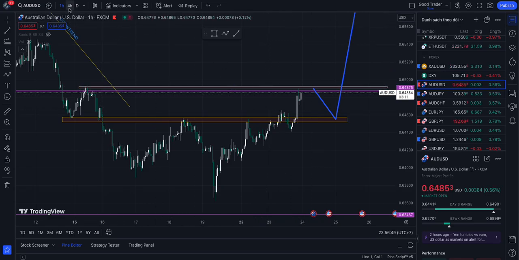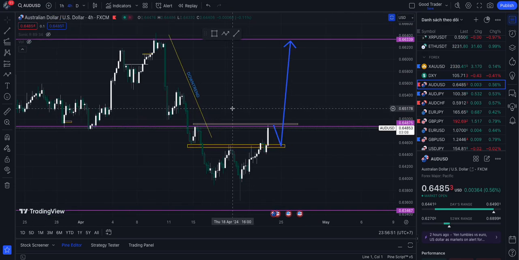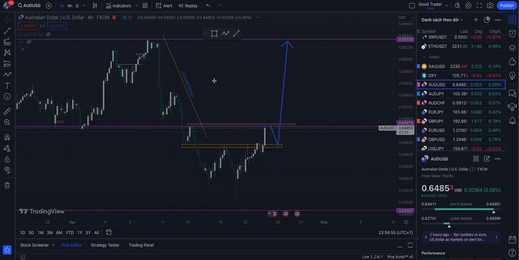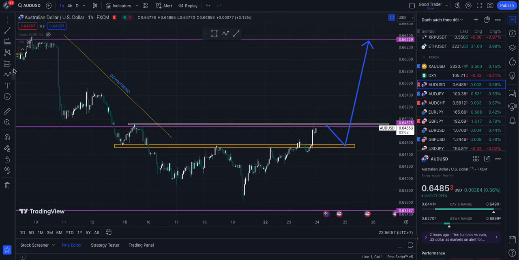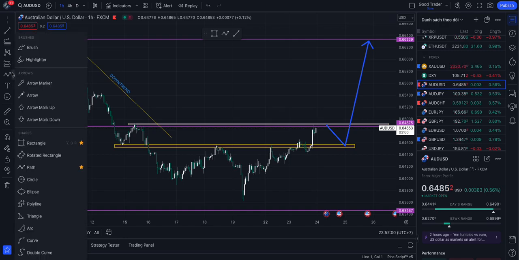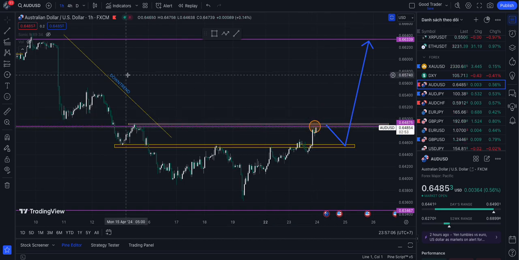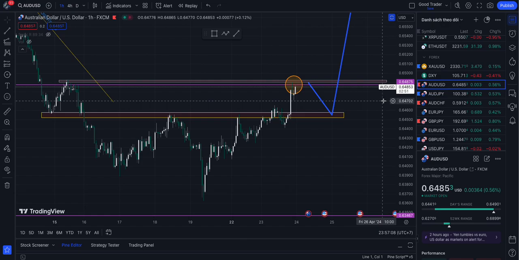If you want to be more sure about the probability, you need to see the price break the new high after it forms. Okay, you need to break this high. So that's it for the new update for this week.